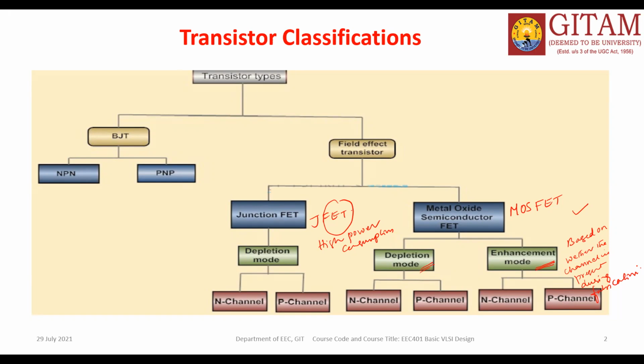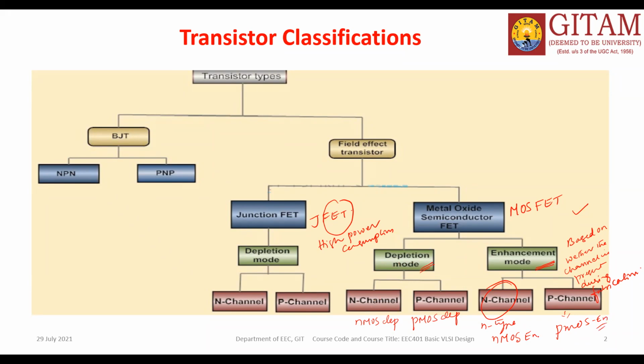It also has two flavors. One is called the N-channel MOSFET, where the channel is N-type material. If the channel or inversion layer is N-type, it is called an N-channel MOSFET, or simply NMOS. If the channel is P-type, we normally call it a PMOS. Similarly, in depletion mode the channel is already present while we are fabricating the transistor. If it is an N-type channel, it is an NMOS depletion mode transistor, and likewise a PMOS depletion mode transistor. Then we have the NMOS enhancement mode and PMOS enhancement mode.